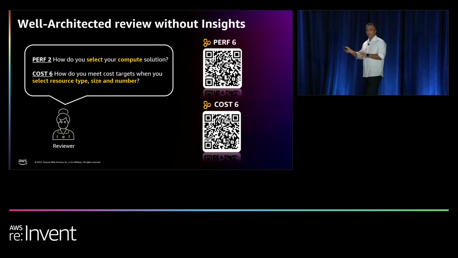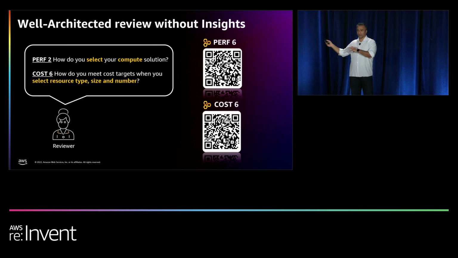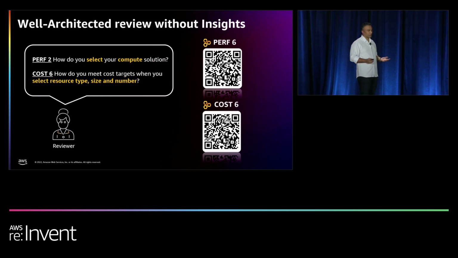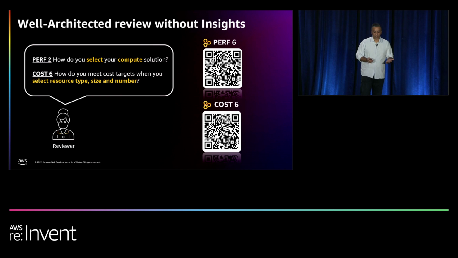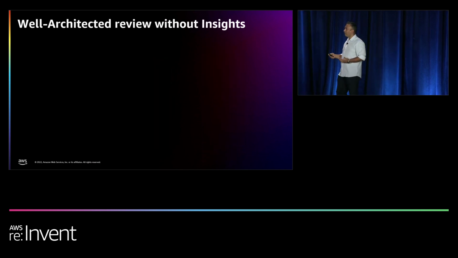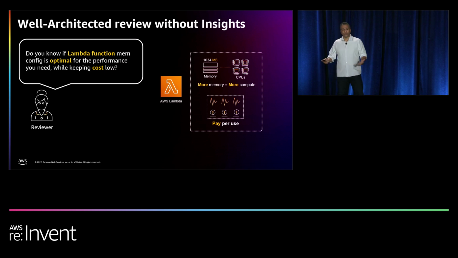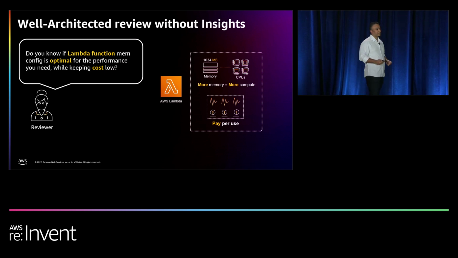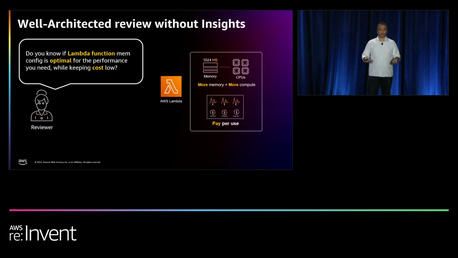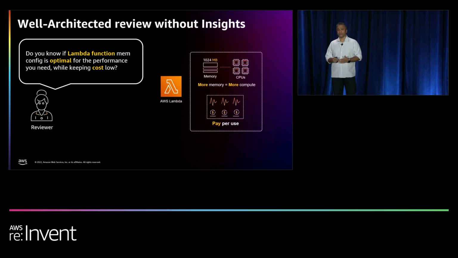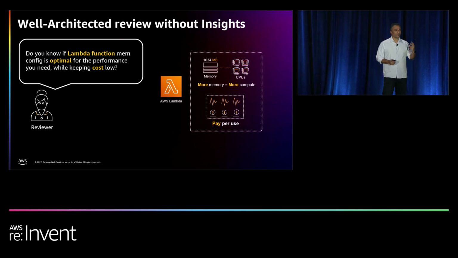So let's dig a little deeper in a hypothetical journey into this. Let's say you figured out that Lambda is the right solution for you. It's the right compute solution. Now, a follow-up question that could come up as part of the review is, do you know if your Lambda is memory optimized for cost and performance? Now, if you've used Lambda before, or if you've read about Lambda, you'll know that Lambda pricing is based on 2 things.